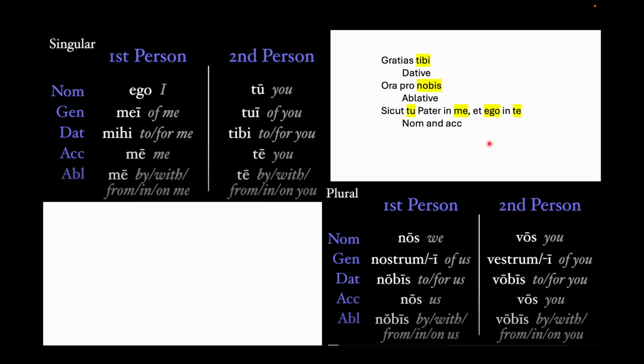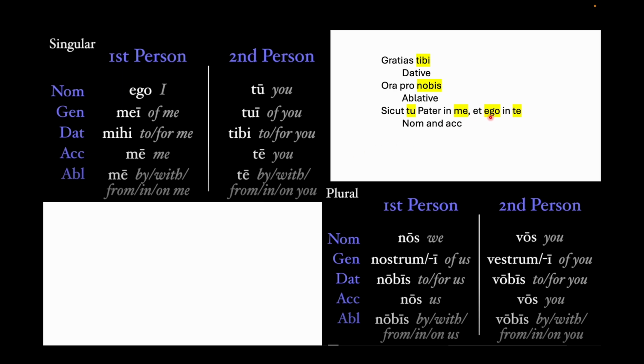And then sicut tu pater in me et ego in te, that means even as you, Father, are in me and I am in you. Again, in this sentence, the verb is and are is implied. Okay, pater is in the nominative, tu is in the nominative. So, and sicut means even, so, or as, even as you, Father, are in me, or me in the Latin. So we can see that me is accusative, right?